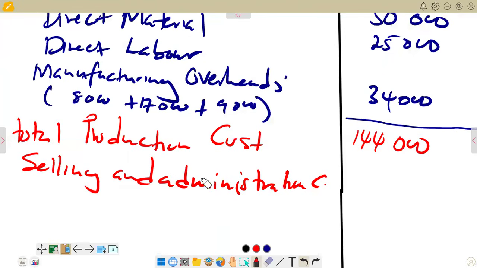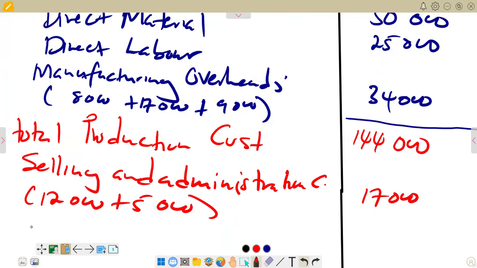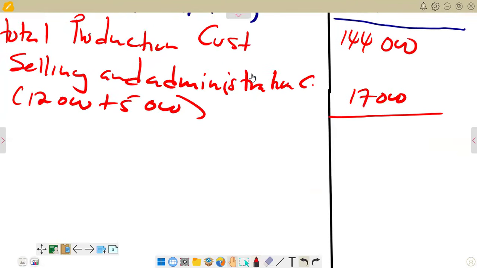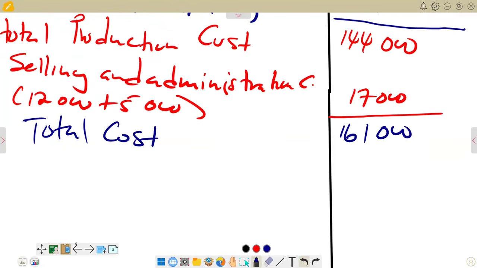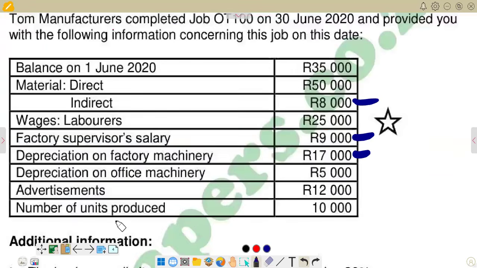So we can go there and summarize that. We've got 12,000 plus 5,000, so we add the two. The total that you get there is 17,000. And then we can add now to get the total cost. So if you add 144,000 plus 17,000, you're supposed to get 161,000. So this is now representing the total cost.